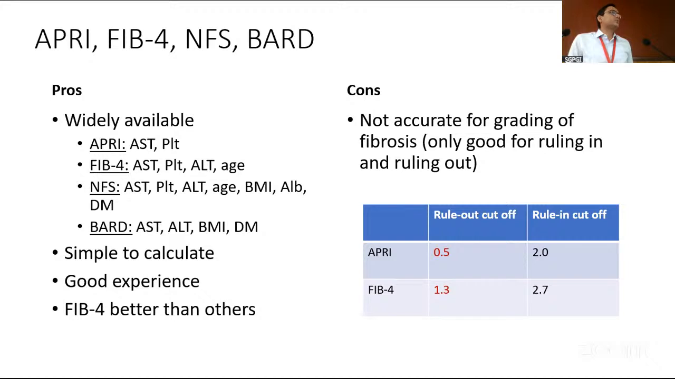However, if APRI is more than 2, then there are high chances that the patient will have significant fibrosis or cirrhosis. Similarly, for FIB4, if the value is less than 1.3, then very few chances are there that the patient might have significant fibrosis. However, if the value is more than 2.7, then the chances increase that the patient has high fibrosis or cirrhosis and may require further evaluation.